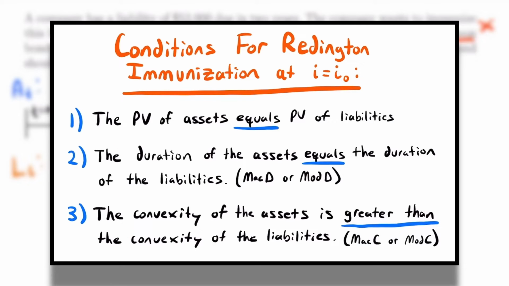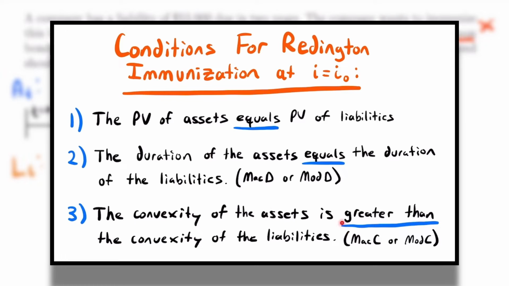We have these 3 conditions. 1 is that the present value of the assets equals the present value of the liabilities. 2 is that the duration of the assets equals the duration of the liabilities, and that could be the Macaulay duration or the modified duration. It's up to us to choose which one we want to use. And then the third condition, which we're going to ignore in this case, is that the convexity of the assets is greater than the convexity of the liabilities. And that could be the Macaulay convexity or the modified convexity.